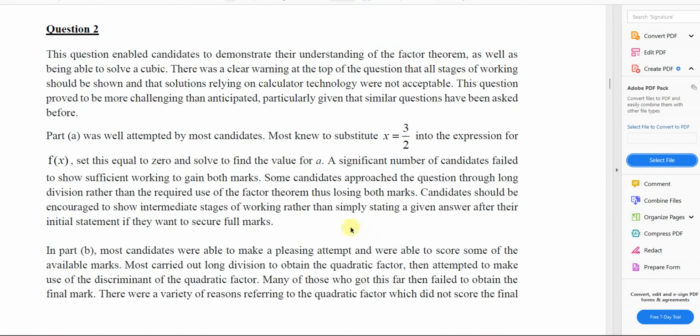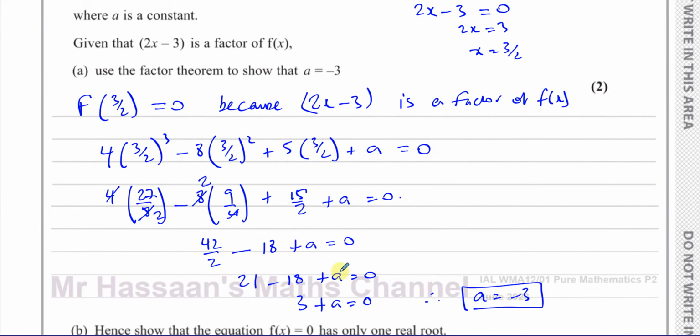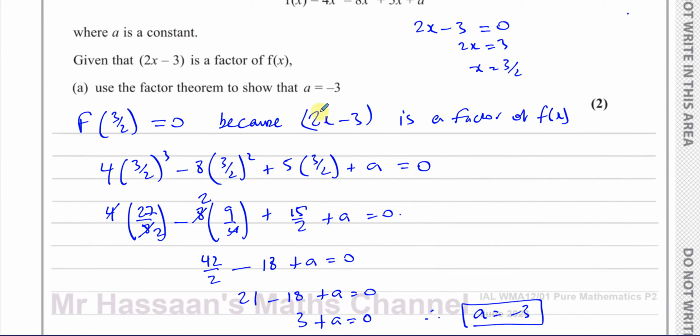Don't just put a equals minus 3 after showing that step here. Okay, so you don't just put this down and then write a equals minus 3. You have to show some steps, at least, especially when they gave you the answer, when it's a given answer. That's what they're trying to say, right?